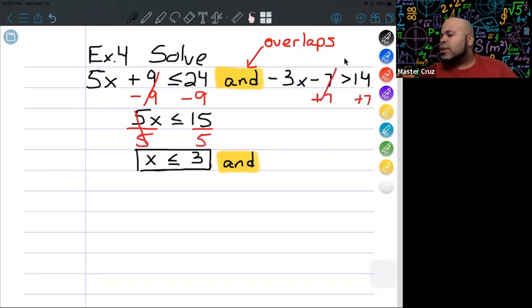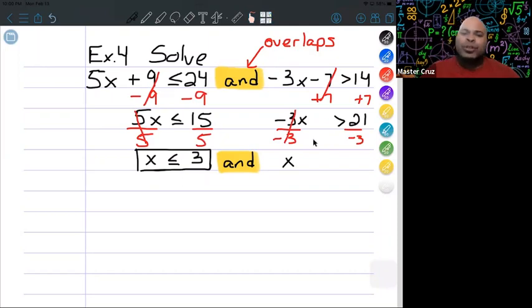This cancels, and I'm going to have -3x is greater than, notice that I try to keep this aligned, 14 plus 7, that'll be 21. Okay, that'll be 21. And then if I want to get x by itself, I'm going to have to divide both sides by -3. So -3. Okay, this cancels. Then you're going to get the x.